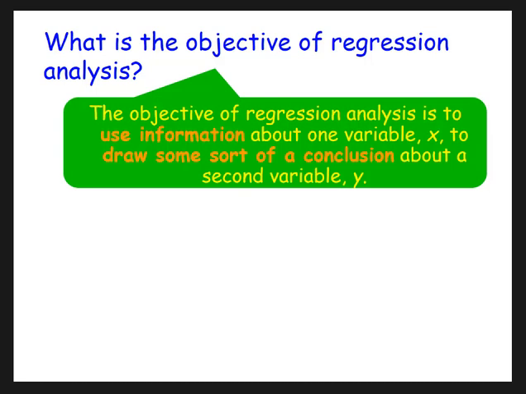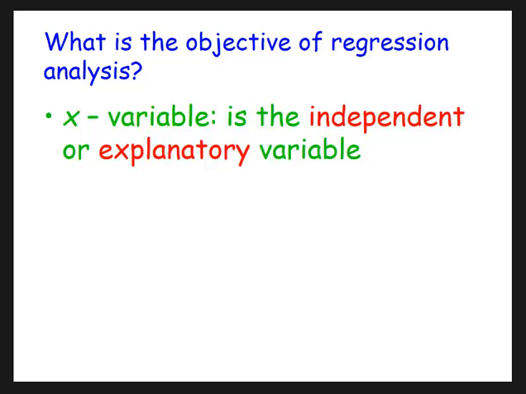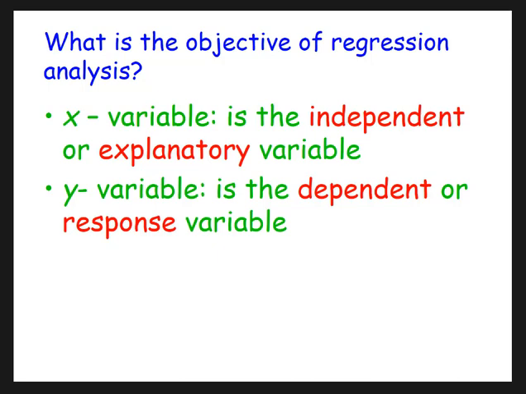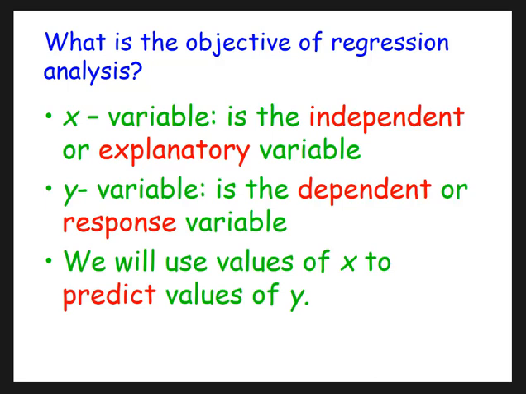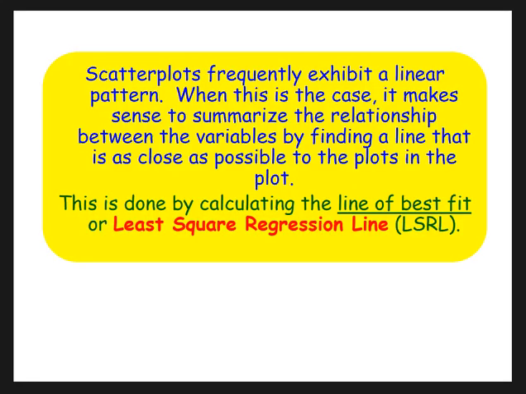The objective of regression analysis is to use information about one variable, usually X, to draw some sort of conclusion about another variable, usually Y. The X variable is the independent variable, or the explanatory variable. It's the one that we're manipulating or allowing to change. The Y variable is the dependent variable, the response variable. It is the one that's responding to our changes in the X variable. Its values depend on the values of the X variable, if there's a relationship. So we will use values of X to predict the values of Y. That's the goal of the regression process.